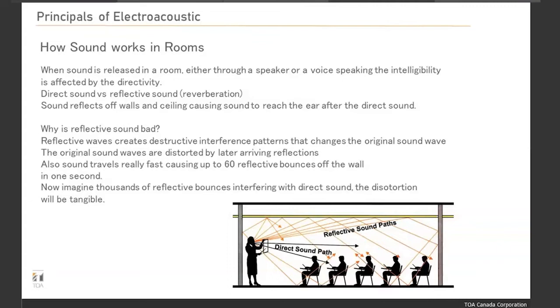One sound traveling really fast can cause up to 60 reflective bounces off the wall in 1 second. So now imagine if thousands of reflective bounces were interfering with the direct sound, the distortion would be tangible.